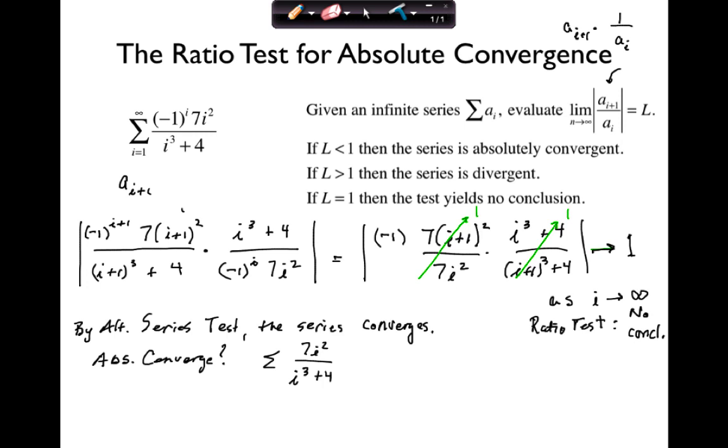7i squared over i cubed plus 4. Does it converge or not? Why diverge? Because as i gets very large, this thing goes to 7 over i. So this is kind of like 7 times the harmonic series. You see that? So without the alternating help, in the long run, it's like 7 times the harmonic series, which diverges. Conclusion about the original series? Conditionally convergent.